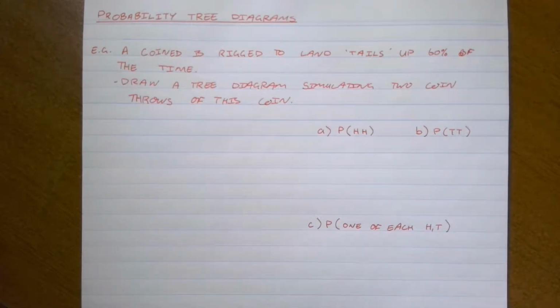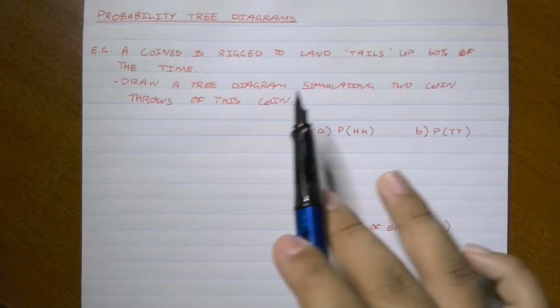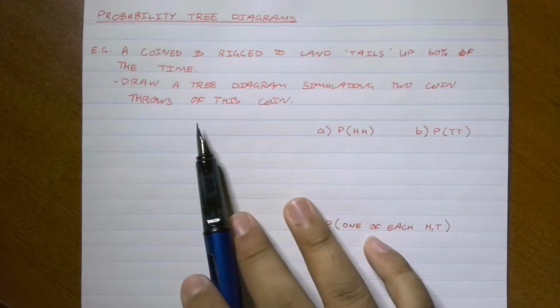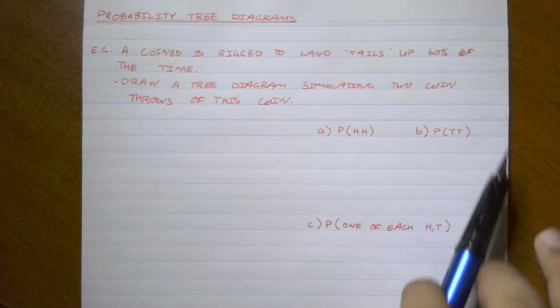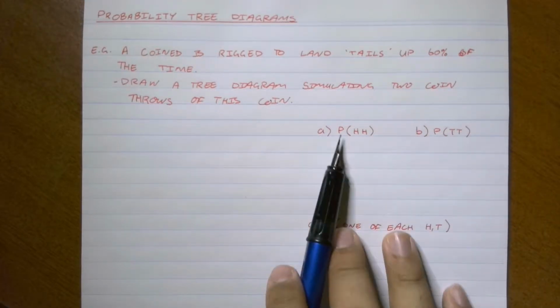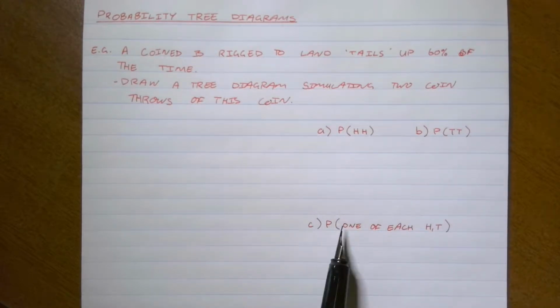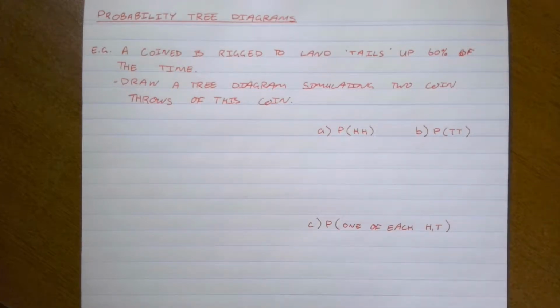A coin is rigged to land tails up 60% of the time. Draw a tree diagram simulating 2 coin throws of this particular coin. And then we're going to be calculating the probability of getting heads heads or tails tails or one of each heads or tails. Let's draw this now.